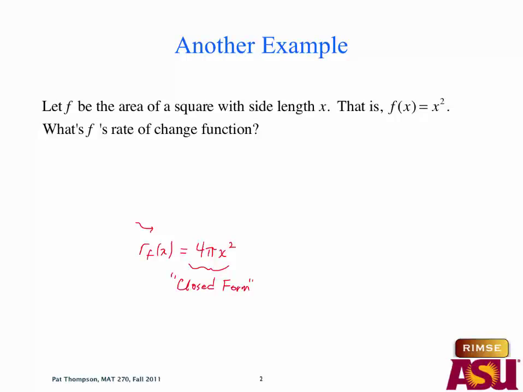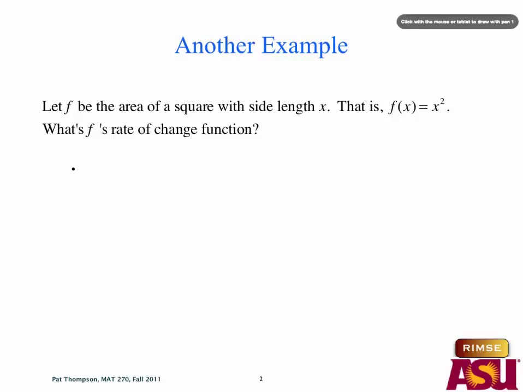Okay, so now, without GC, f is the area of a square with side length x. What is f's rate of change function? No GC this time, okay? What's the rate of change function? 2x. What? 2x. What's that?